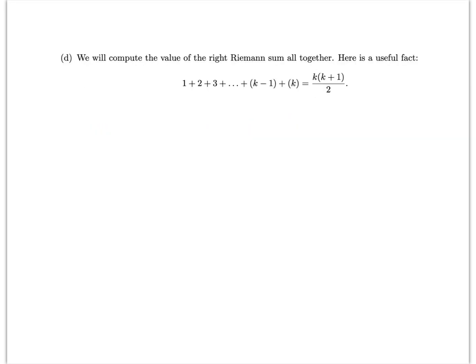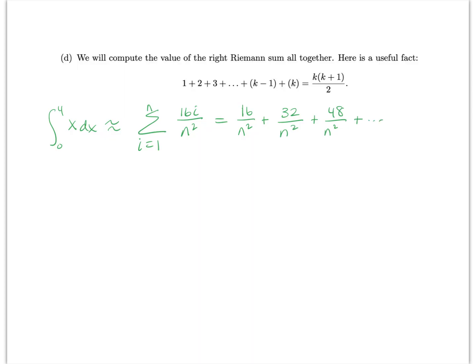All right, let's compute the value of the right-hand Riemann sum. We're going to use this useful fact that if you're adding up the first k integers, there's a shortcut for that. It's k times k plus 1 over 2. So I'm working on the integral from 0 to 4 of x dx. And this was approximated by the sum from i equals 1 to n of 16i over n squared. To expand that, it means 16 over n squared plus 32 over n squared plus 48 over n squared plus dot dot dot plus 16n over n squared.